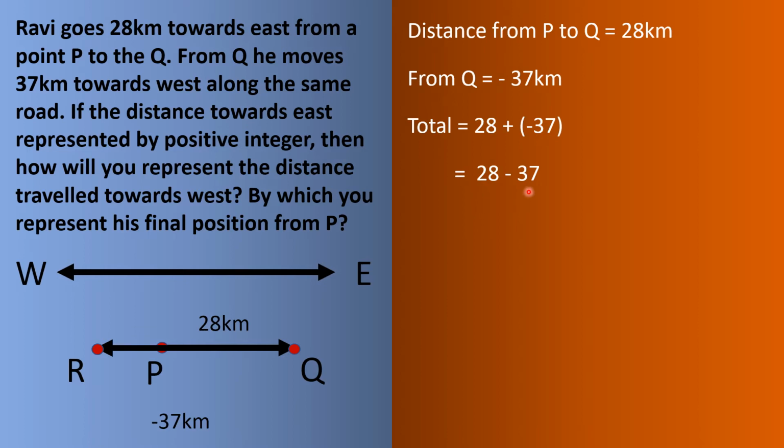And which is greater? Yes, the absolute value of this negative integer. That's why we will put the sign of minus. It is a negative integer. Our answer will be a negative integer, minus 9. So it is the distance which Ravi covered from P to R, from the position where he started. So the distance is minus 9, which means 9 kilometers towards west.